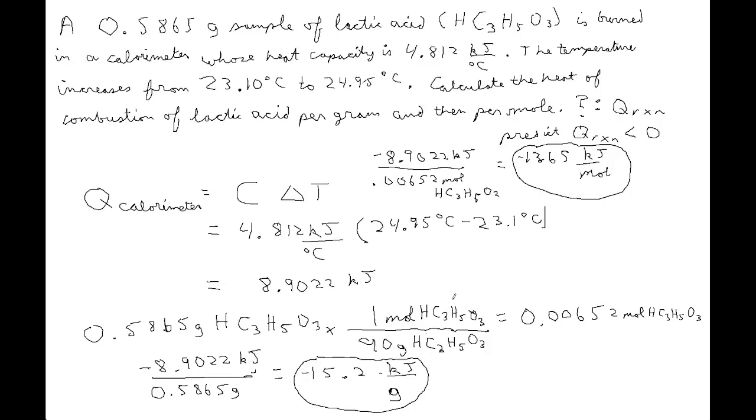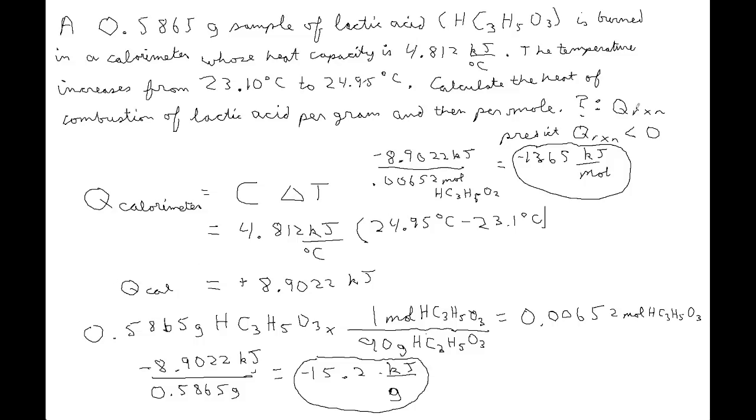Okay. So let's see here. You have to be careful when you're doing this, for the temperature change, to do final minus initial. I think you did that correctly. So what was the Q for the calorimeter? Q for the calorimeter was 8.9022 kilojoules. Positive or negative? Positive. You can see it came out positive from the problem.